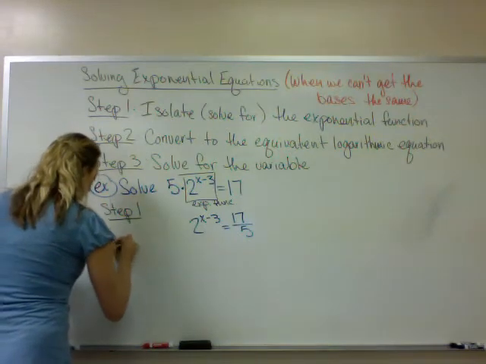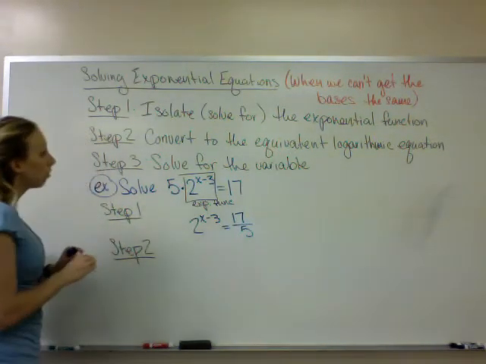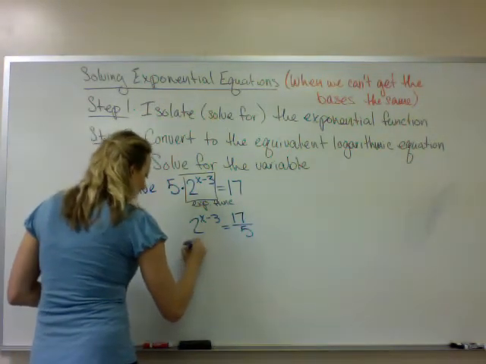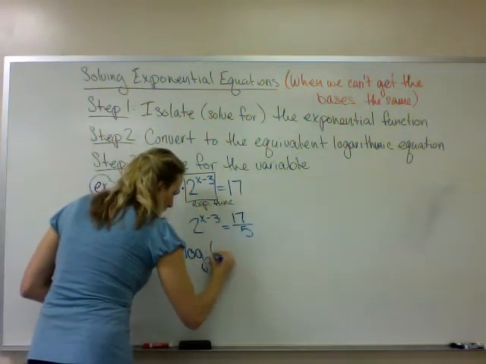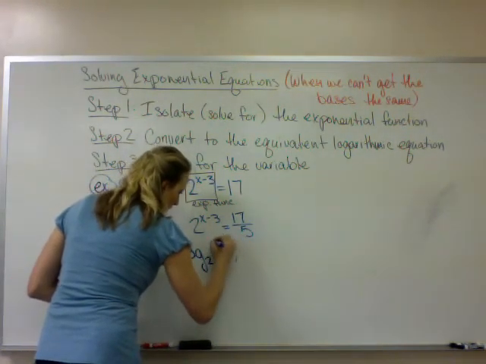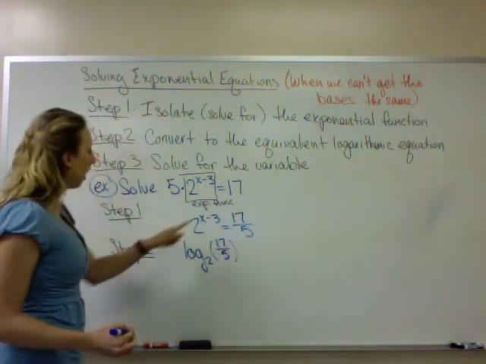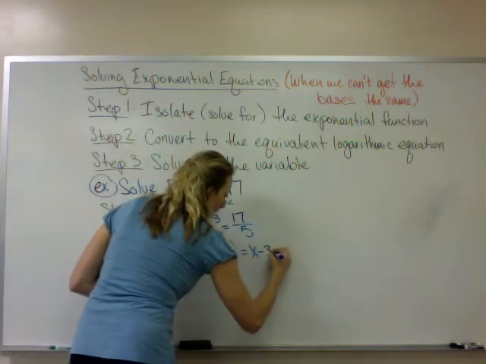So remember, step 2 is to convert to the equivalent logarithmic equation. So the way we do that is the base becomes the base of the log. This number will become the argument of the log. It's what goes inside of the log. And then the exponent is on the other side of the equal sign when we do this conversion.